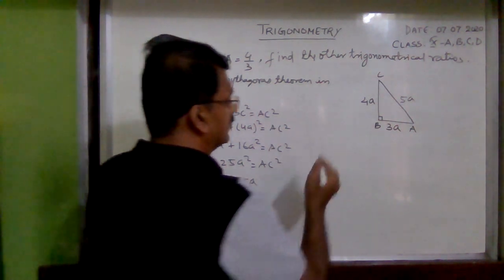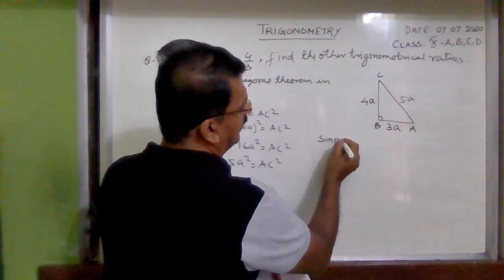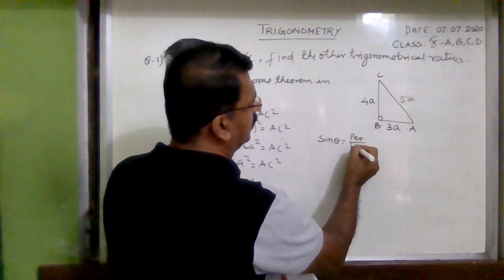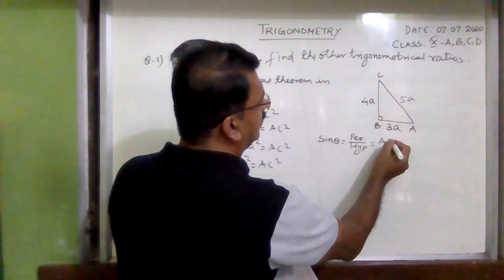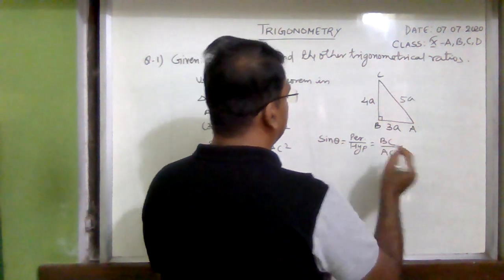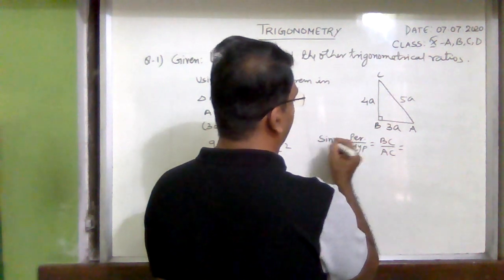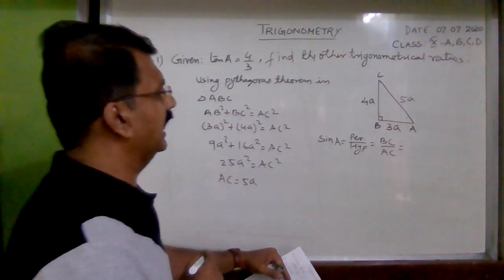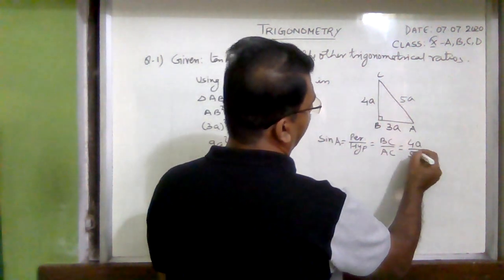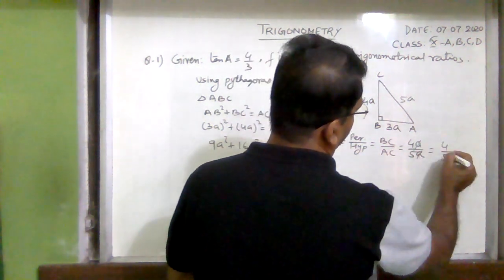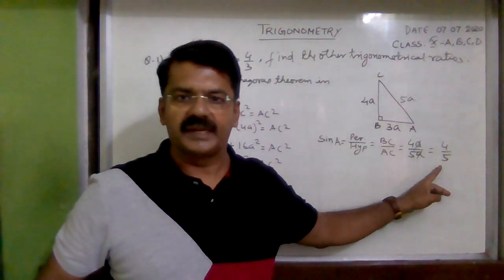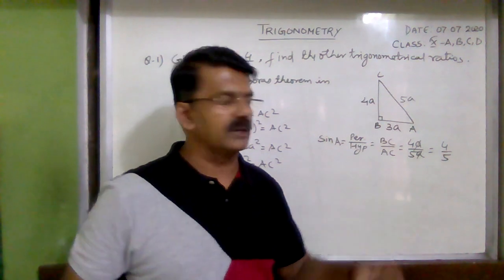Now we are going to write sine theta. You must know that sine theta is perpendicular upon hypotenuse, means BC upon AC. Not sine theta, you write sine A, because the angle of reference is A here. So sine A is perpendicular upon hypotenuse, that is BC upon AC, that is 4a upon 5a. a cancelled out, it is 4 by 5. And you can verify the fact that sine A is less than 1. 4 by 5 is 0.8, which is less than 1.